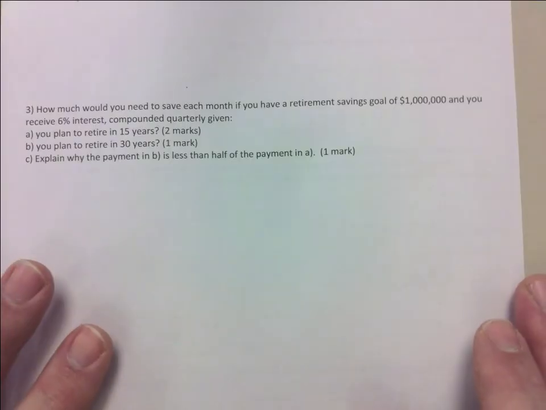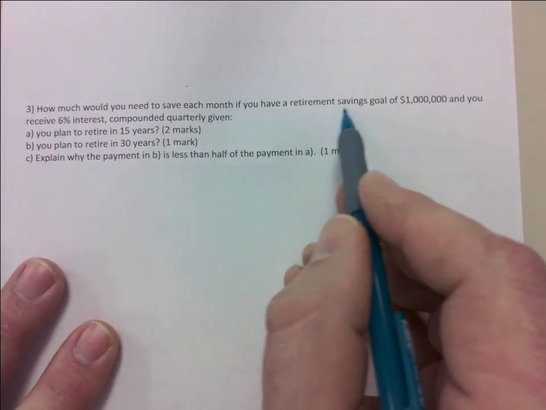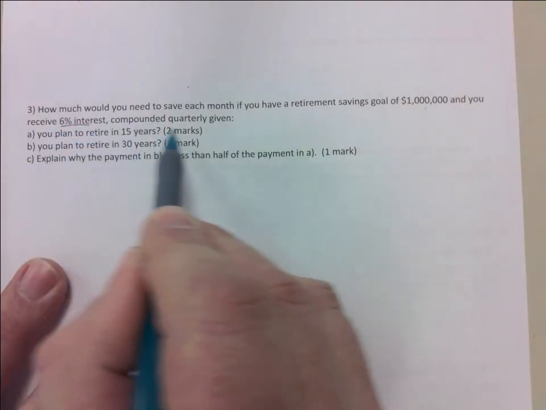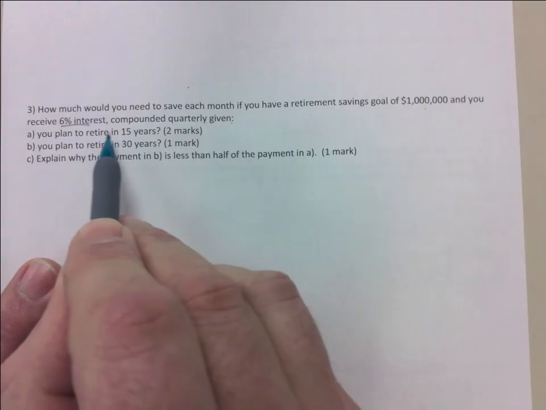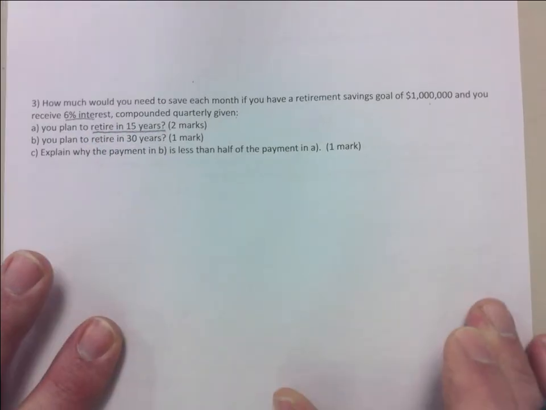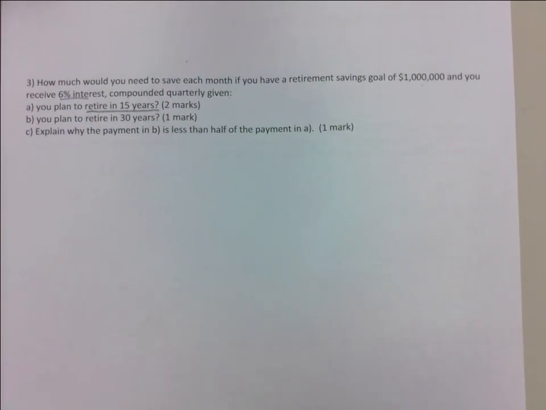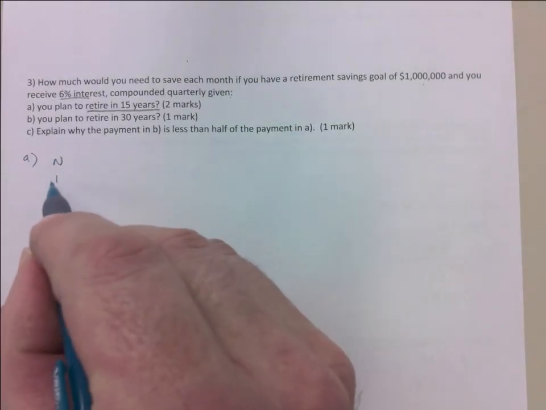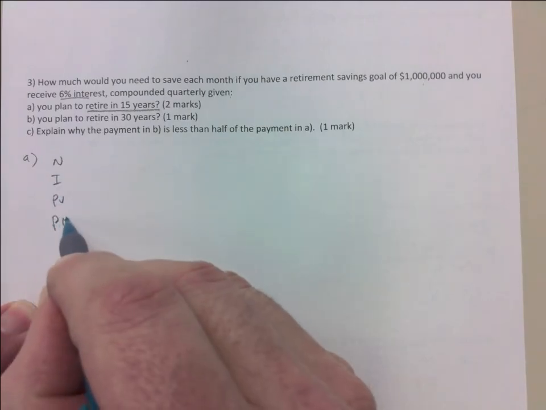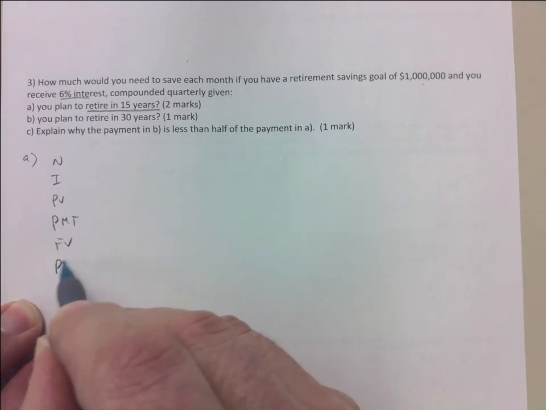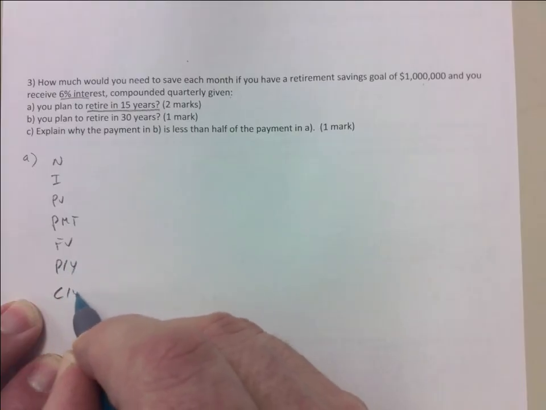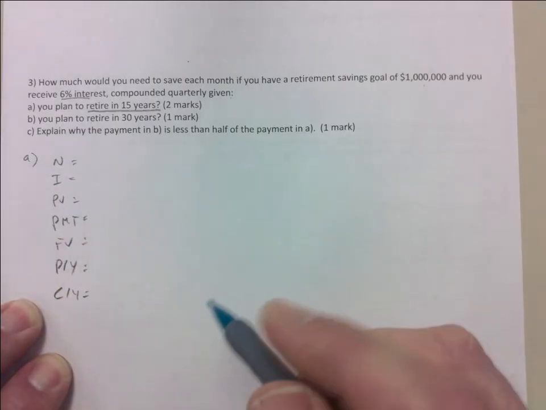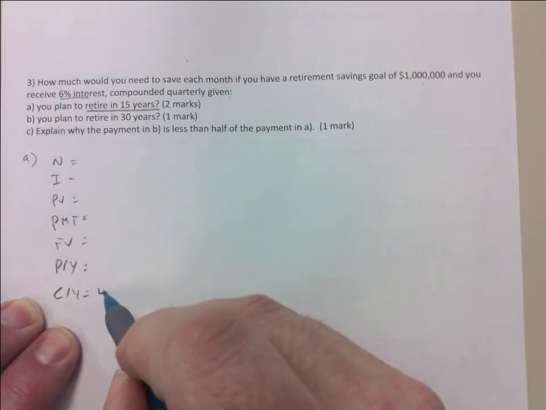How much would you need to save each month if you have a retirement savings goal of $1 million and you get 6% interest compounded quarterly, given that you plan on retiring at 15 years? So this is actually important. This is a very important lesson, this one right here. I will do the TVM for both. Please give me your TVM values if you are using TVM every time, all of them, okay? Don't do shortcuts.